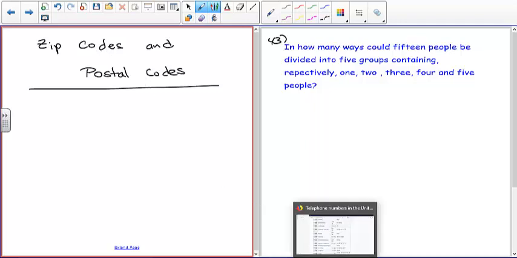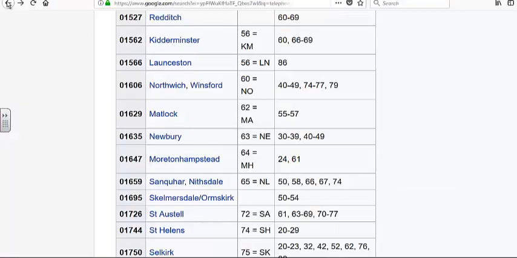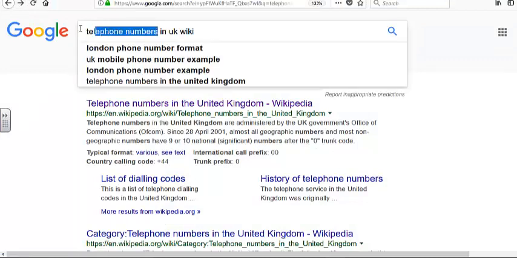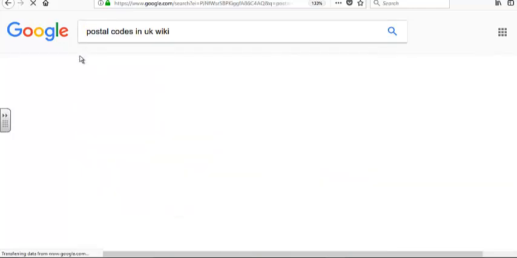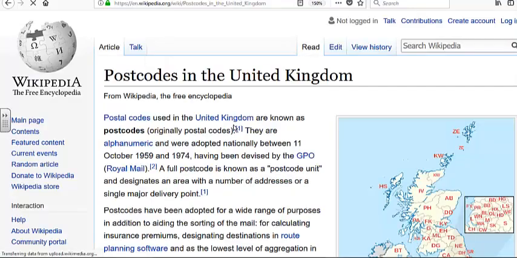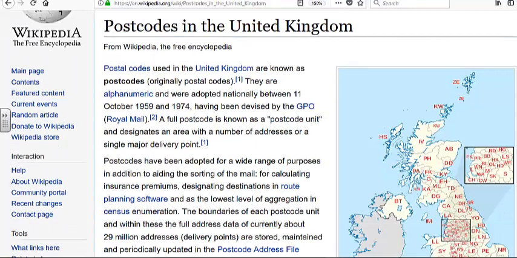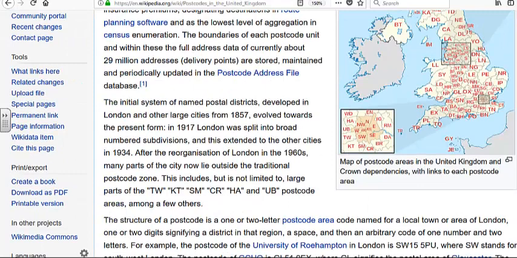So let me show you this, just how they do it differently. So what you have is you have letters and numbers. And I don't completely understand the process.